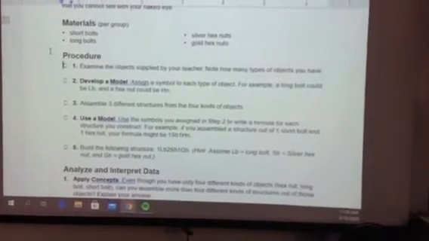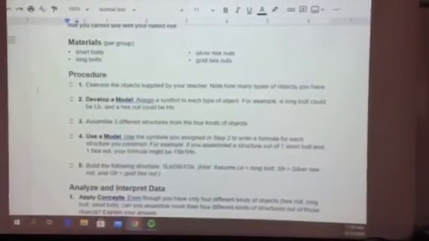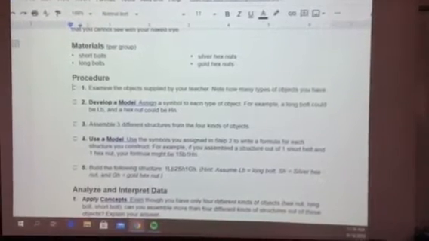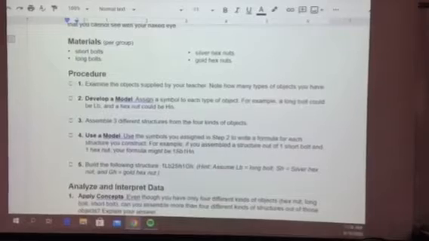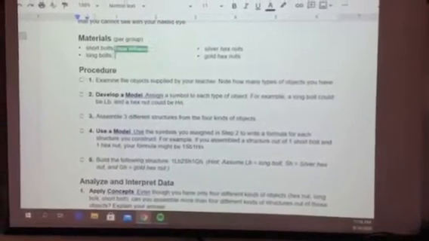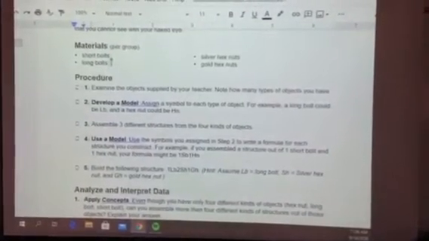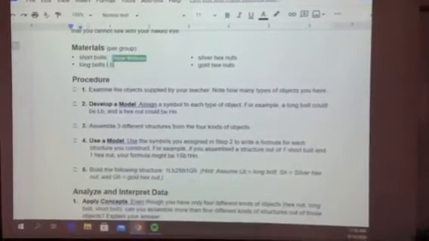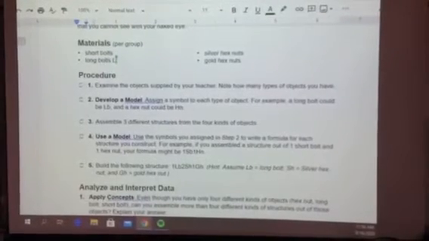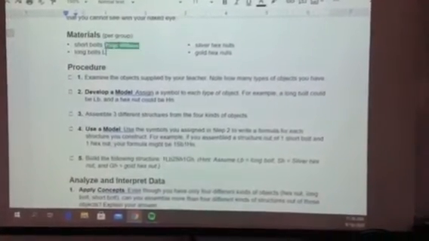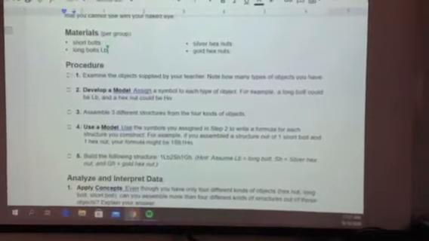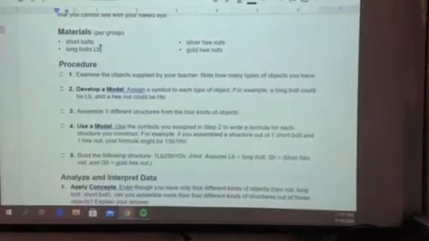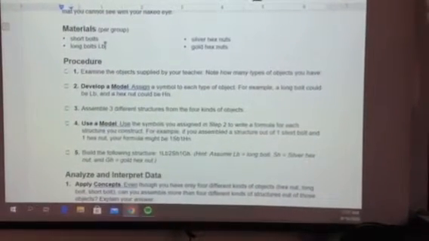Number 2 says, develop a model. Assign a symbol to each type of object. For example, a long bolt could be a capital L little b, and a hex nut could be capital H lowercase n. So, for long bolts, you're going to put up in your materials your symbol. If you want it to be capital L little b, you'll put that next to long bolt, like Miss Tobias just did for us. You're then going to pick what symbol you want for short bolts, for silver hex nuts, and gold hex nuts.